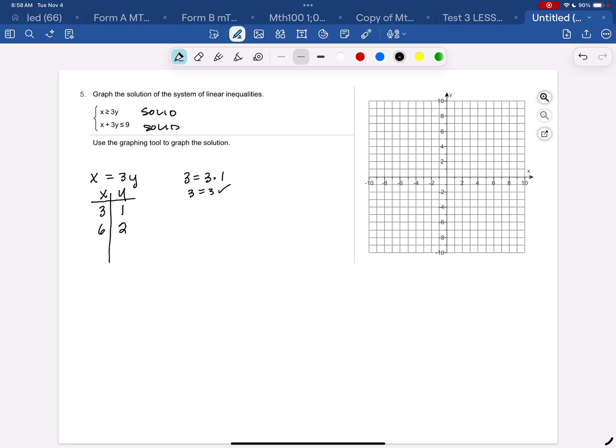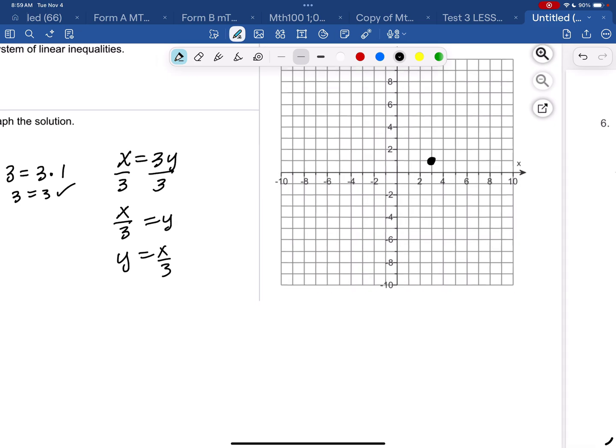Now if you wanted to solve it for y, look, if you've got x equals 3y, you can divide by 3. So x divided by 3 is y. So look, same thing. y is equal to x divided by 3. So if you divide 3 by 3, you get 1. You divide 6 by 3, you get 2. Make sure your points actually work in the equation, okay, before you graph your line. So I'm just going to graph these 2 points, 3, 1, and 6, 2.